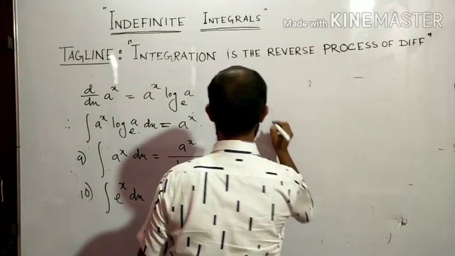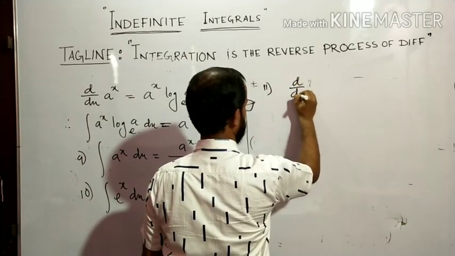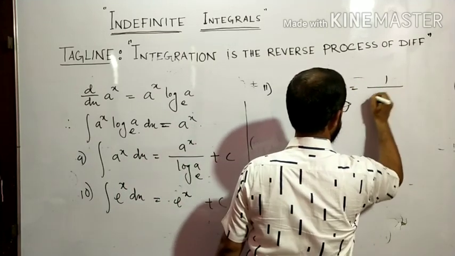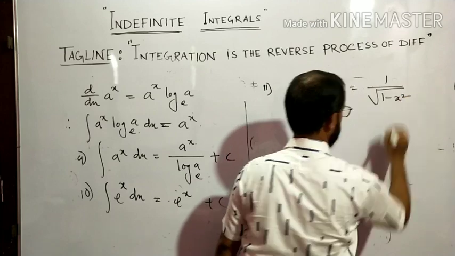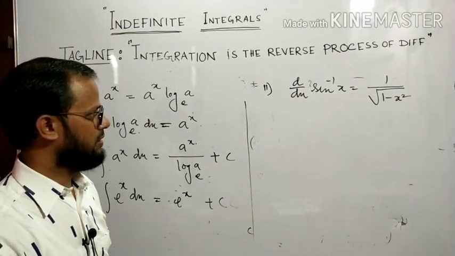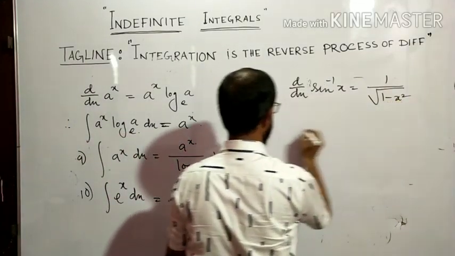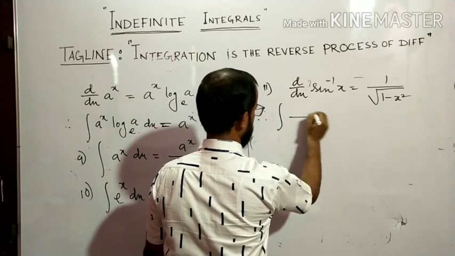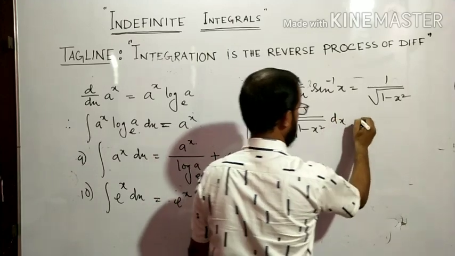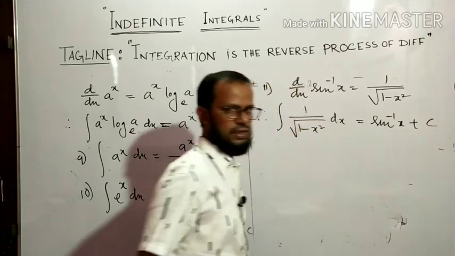Now number 11. You know d/dx of sin inverse x is equal to 1 by root over 1 minus x square. Right? This formula you got in differentiation. So what will be its integral? Integration of 1 by root over 1 minus x square dx is equal to sin inverse x plus c. Okay.